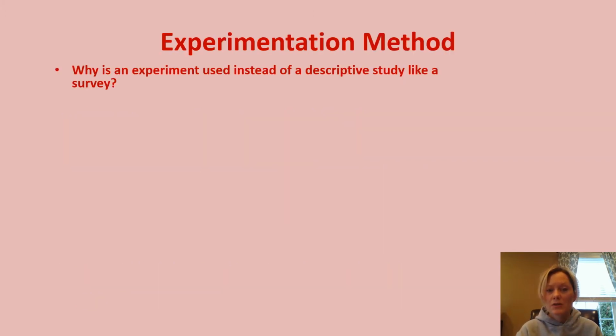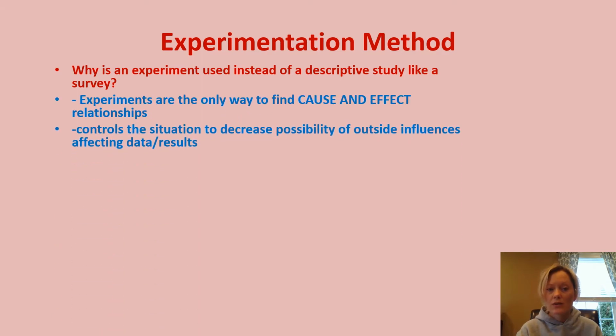So why is an experiment used instead of a descriptive study like a survey? Well, we can only use an experiment to find cause and effect relationships. That's the only way we can do that. We can use a correlational study for relationships, but not cause and effect. And that's because we're controlling the situation and decreasing the number of outside influences because we are using an experiment. Outside influences could be other variables that would have caused that same result to happen.